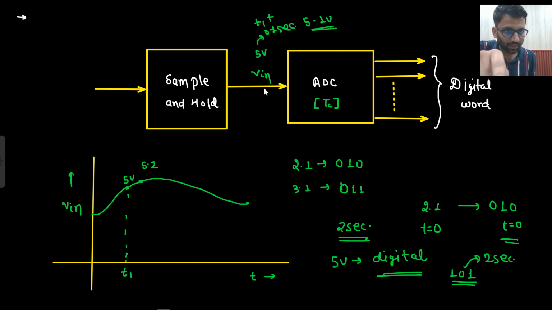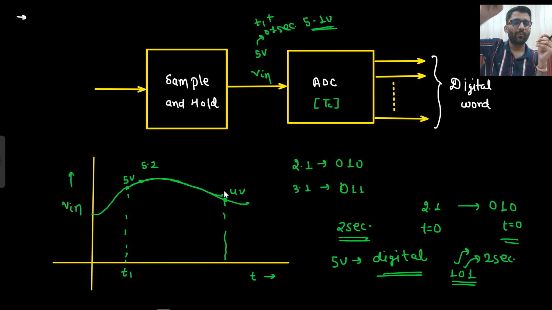But at the input after 2 seconds, this might be the input or this might be the input. So after 2 seconds, at the input you are having 4 volt, but at the output you are getting the code corresponding to 101, and in between this many values would have come: 5.2, 5.3, 5.4, 5.6, 5.7, or 5.1, 5.2, 5.3 again. So input is continuously changing, but it is still processing this 5 volt for 2 seconds.